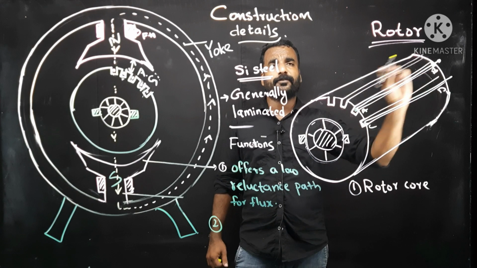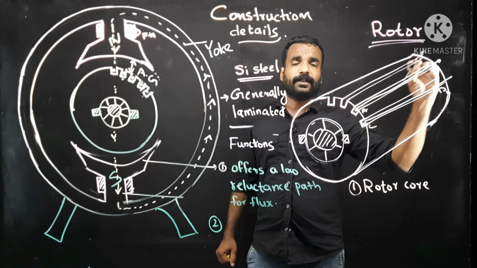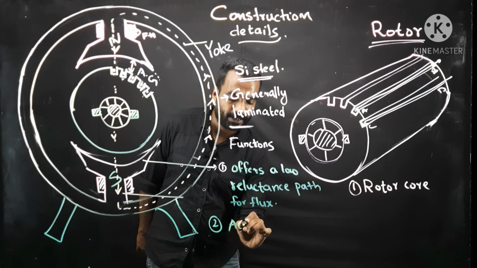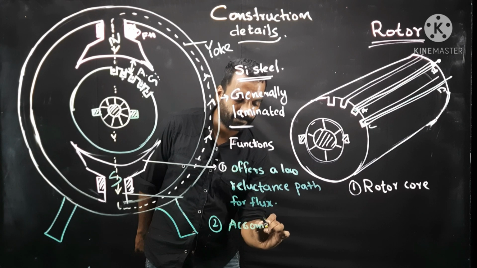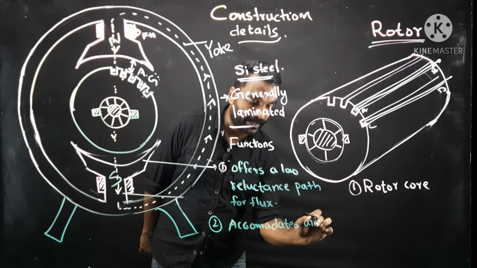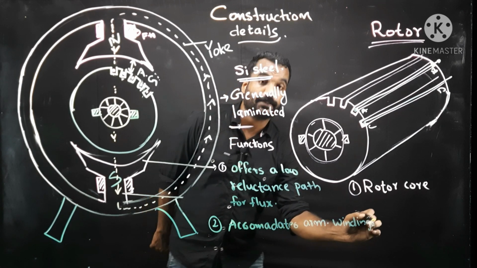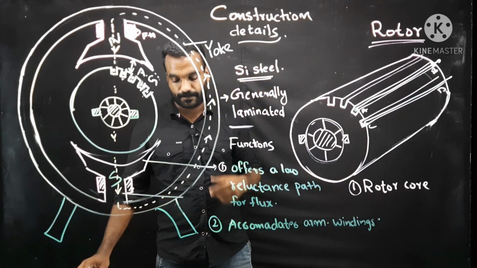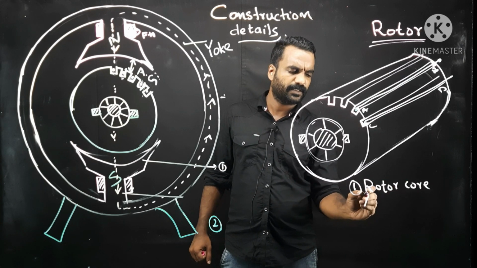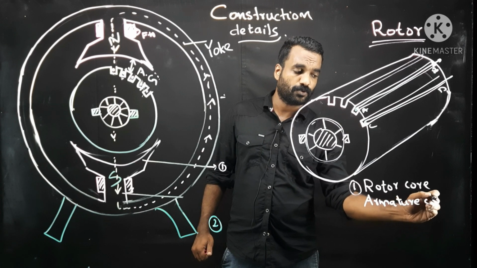So this outer periphery is slotted. You have to write that. Its outer periphery is slotted to accommodate armature winding. It accommodates armature windings. These are the two functions of armature core. Okay, so rotor core, better you call it armature core. That is good. Armature core.